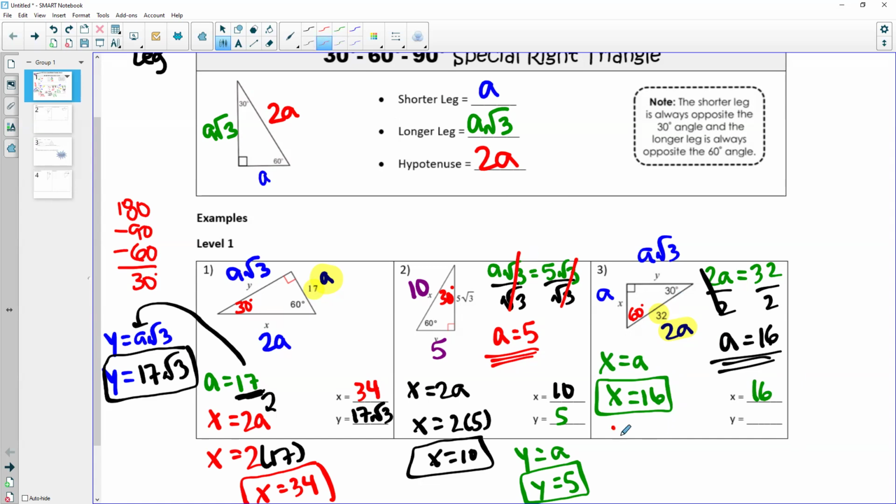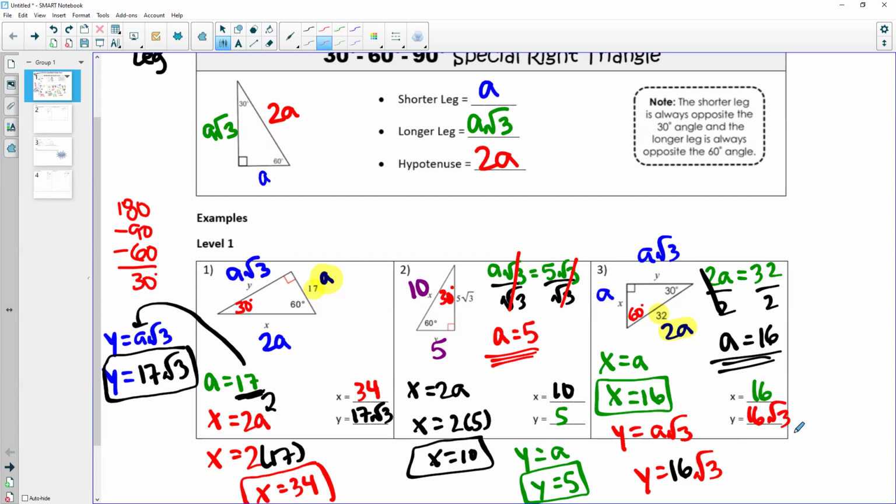Y, on the other hand, is represented by our a square root of 3 side. So y is equal to a times the square root of 3. We found out what a was. How much was a? A was 16. So we're going to take that 16 and plug it in for a here. So this becomes 16, and now we're going to multiply that by the square root of 3. So y is going to become 16 square root of 3. And there's our answer for number 3.